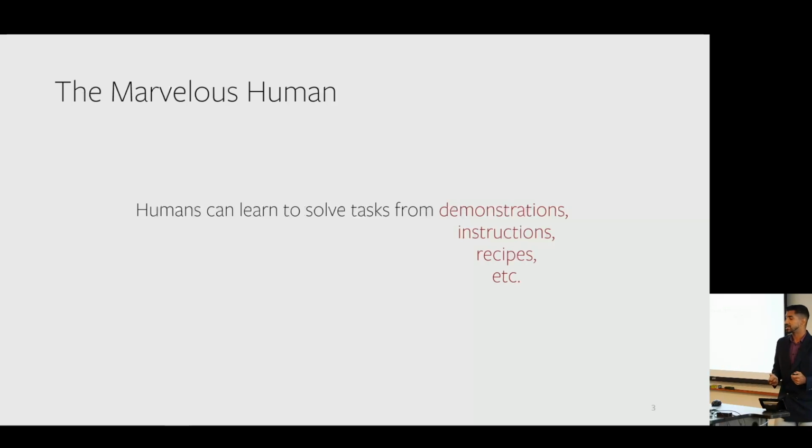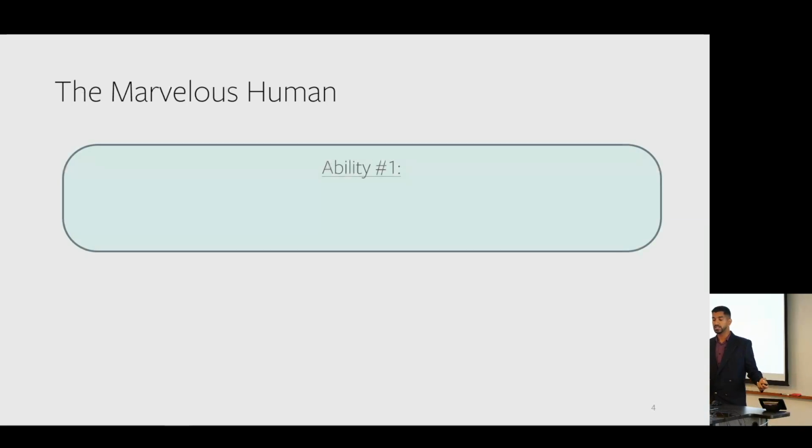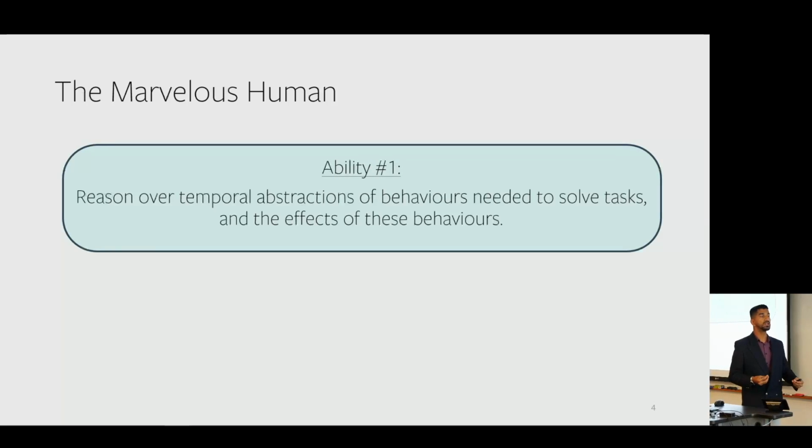And in this thesis, I believe that there's two abilities that enable humans to do so. The first of these abilities is that people are able to reason over temporal abstractions of behaviors that are needed to solve these tasks, as well as the effects that these behaviors have on their environments. So what do I mean by temporal abstraction of behavior?